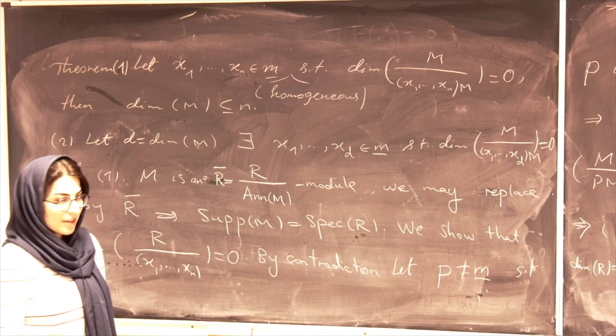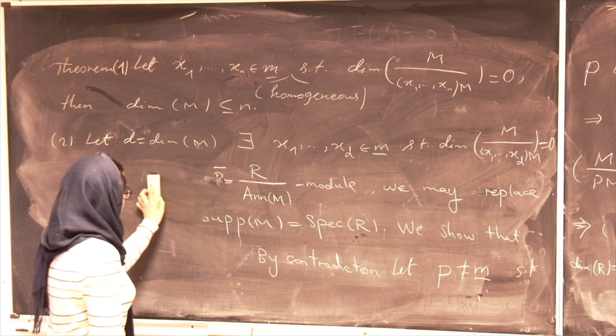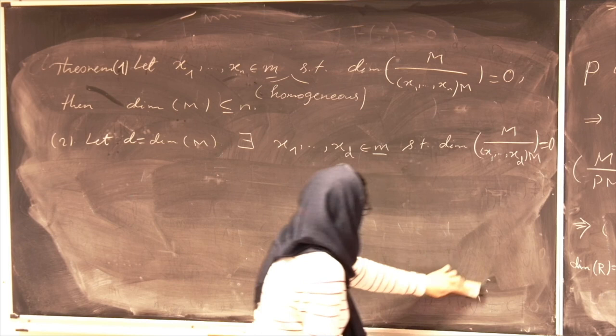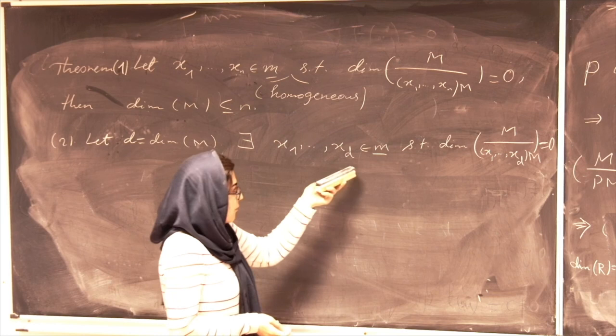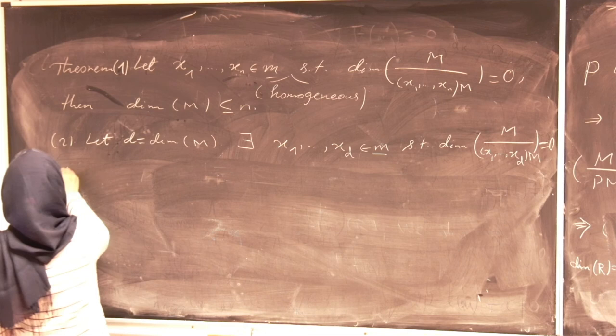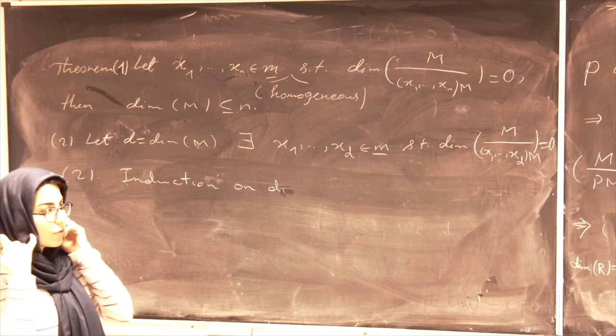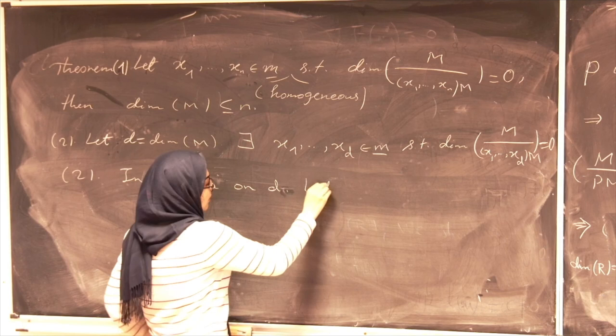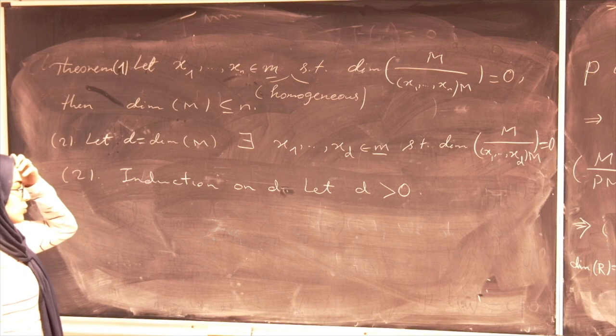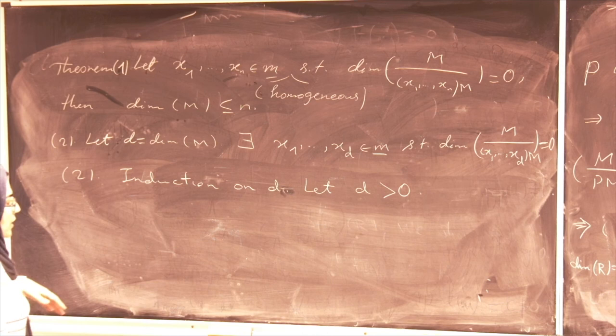Can I continue? Okay. So for the second part, we want to show that there exists a system of parameters, I mean a sequence of the right length such that this dimension is zero. We do it by induction on d. For d equal to zero, we have nothing to prove. So let d be positive. What I want to do is to mod out the module by an element such that I can decrease the dimension by one and use induction.